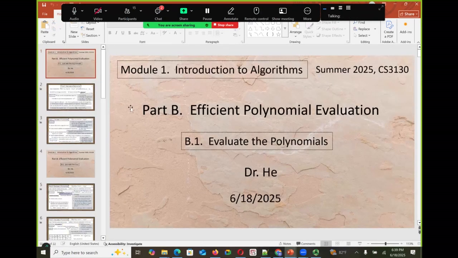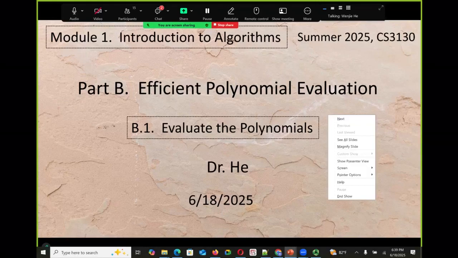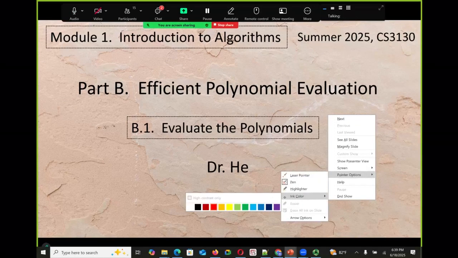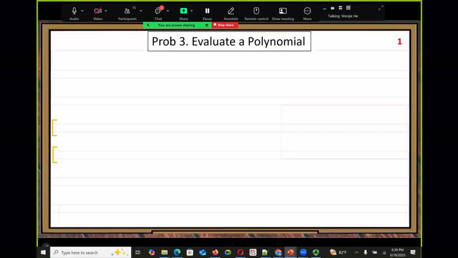Efficient polynomial evaluation. B.1, evaluate the polynomial. Oh, I need to change my pen color. Every time I get out, I need to change my pen color. All right. Evaluate the polynomial. This is our computing problem number 3. It's a simple problem.